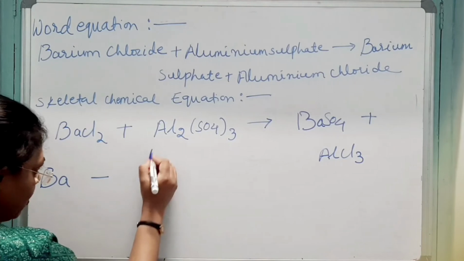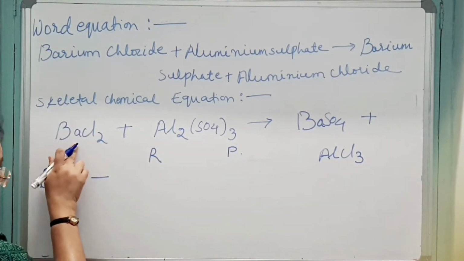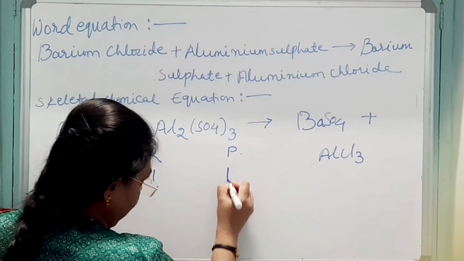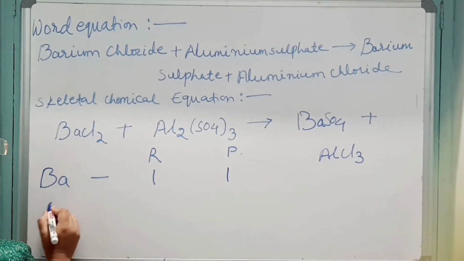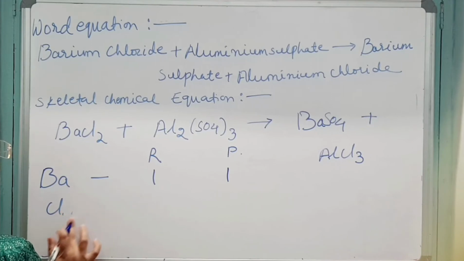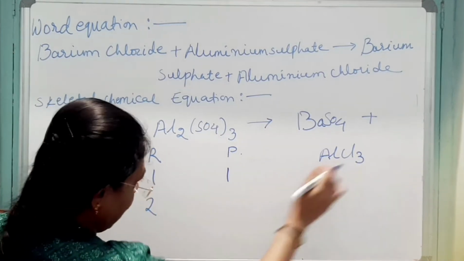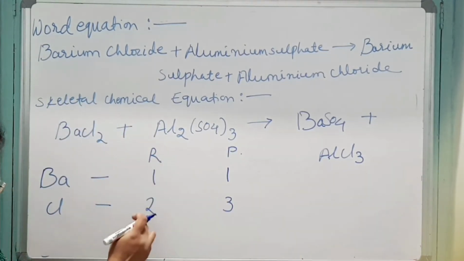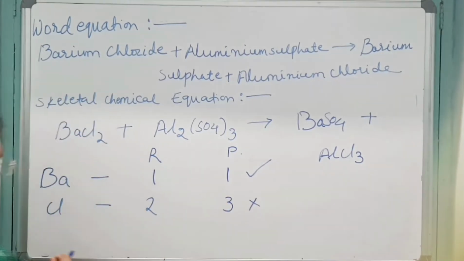First we will see Ba: how much on the reactant side and on the product side. Barium is 1 on the reactant side, and on the product side it is 1. So it is balanced. Now we will see Cl. Cl is 2 on this side and 3 on this side, meaning on the product side it is 3 and on the reactant side it is 2. So this is not balanced. This is balanced, this is not balanced.